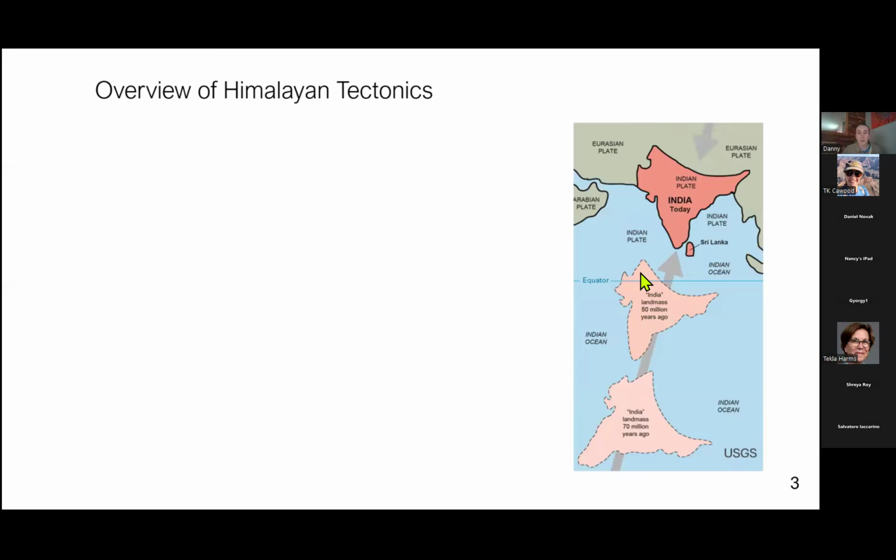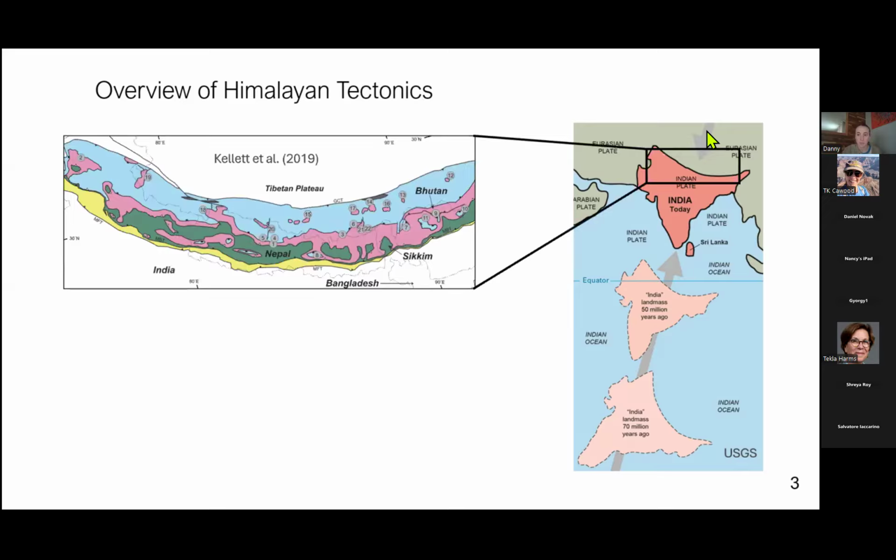So as most of you are likely familiar, the Himalaya is the product of the continental collision between the Indian and Eurasian plates, which began about 55 million years ago and is still ongoing today. And during this collision, the Indian plate subducted beneath the Eurasian plate, and that caused significant crustal shortening and thickening in an overall compressional setting.